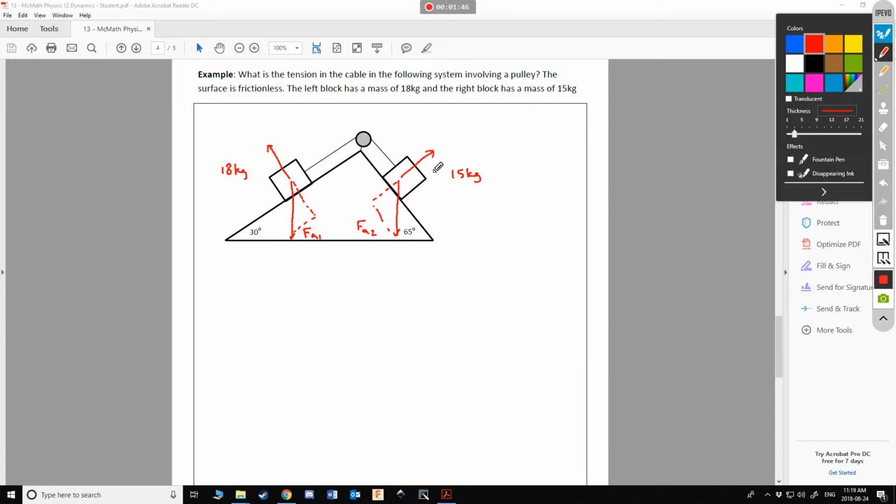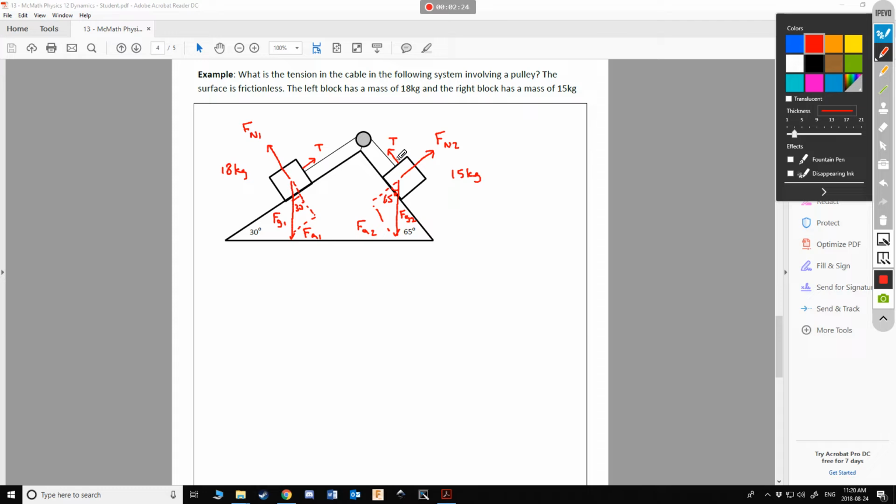So we have normal force going up. So F normal 1, F normal 2. We have FG1, FG2. I know this angle is 30 degrees. I know this angle is 65 degrees. So there is my picture. One more thing I need to include, because there is a pulley, there is some tension T pulling upwards in this direction, and some equal and opposite tension T for the other block.